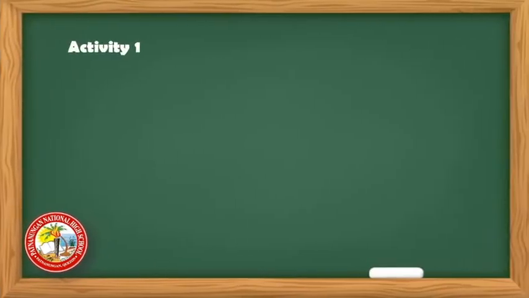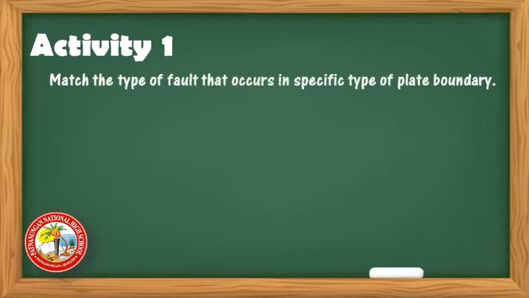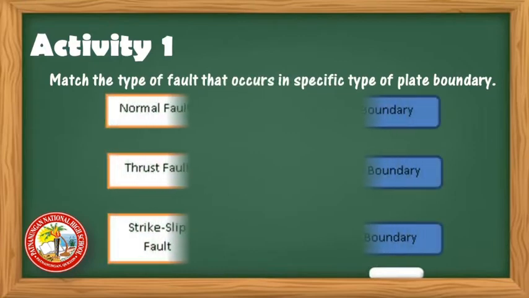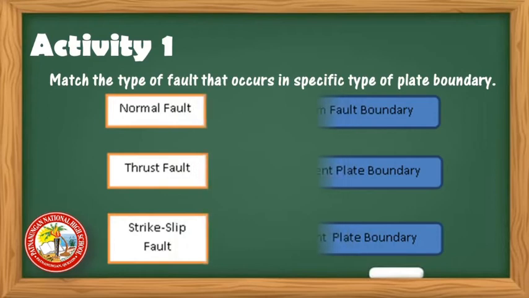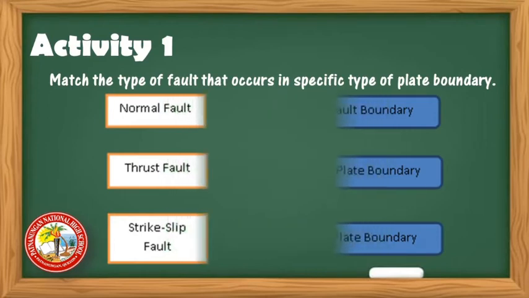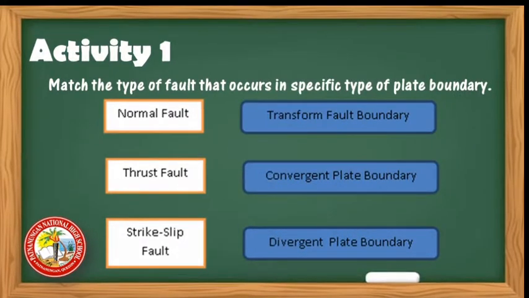Let's start our lesson with this activity. You're going to match the type of fault that occurs in a specific type of plate boundary. You're going to match column A to column B. Under column A, we have normal fault, thrust fault, and strike-slip fault. Under column B, we have transform fault boundary, convergent plate boundary, and divergent plate boundary. You're going to write your answer in your science journal.